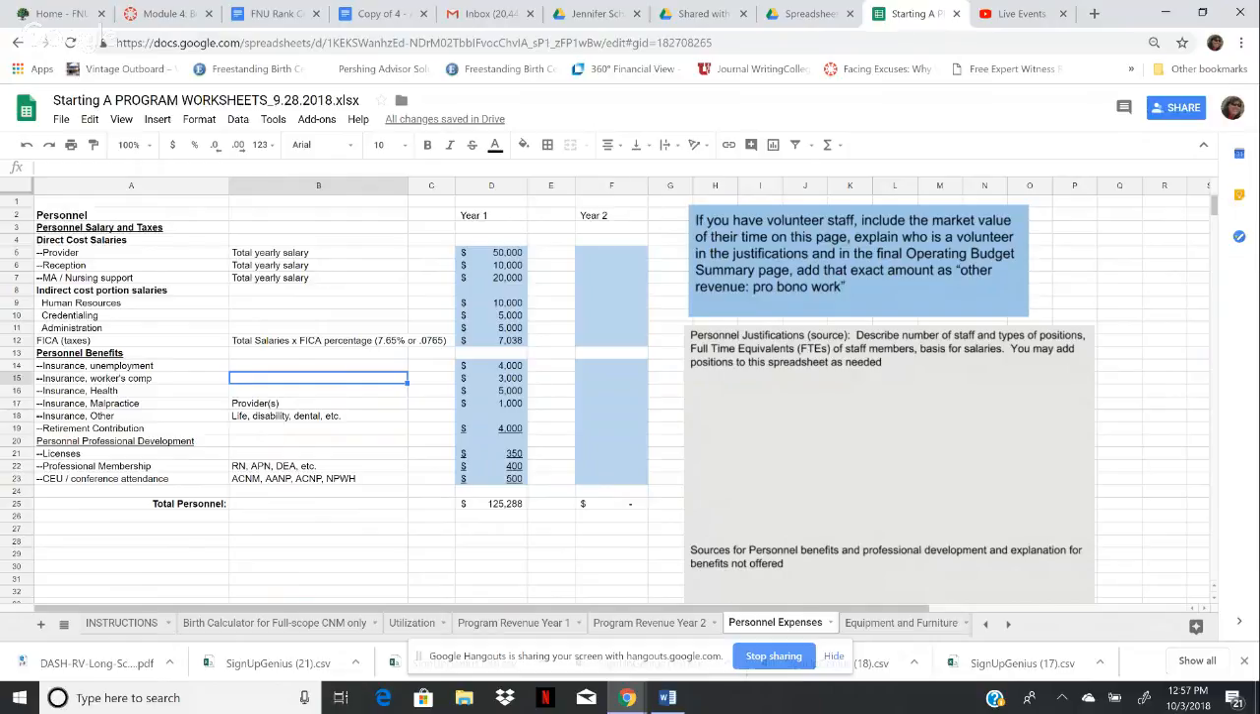And you may or may not have all of these. For instance, this program may not be reimbursing for professional membership or CEUs. So just keep that in mind, and things that you don't have filled in, we would expect you to explain why you're not including those over in your justifications box.